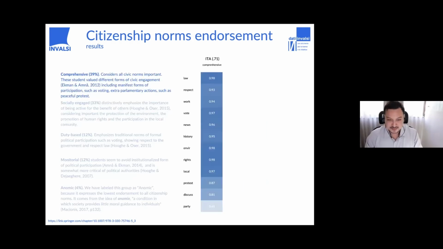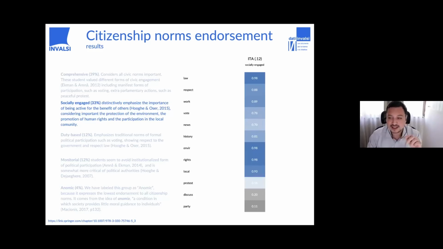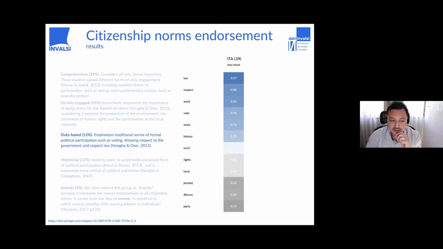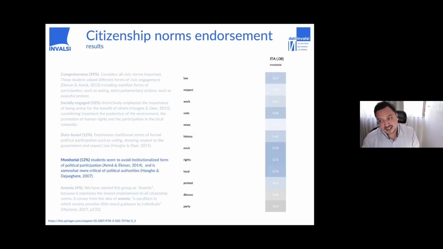Okay, I'm going to go briefly through the interpretations of each of the profiles. Firstly, the comprehensive ones tend to be around 39% across all the countries, whereas in Italy this is a larger group, about 0.71. The socially engaged tend to be lower in Italy, whereas in the rest of the countries as a whole it is about a third of the students. The duty-based is a small percentage of the students, about 12, whereas in Italy it's about 9%. The monitorial students are 0.8 in Italy, whereas the average across countries is about 12.